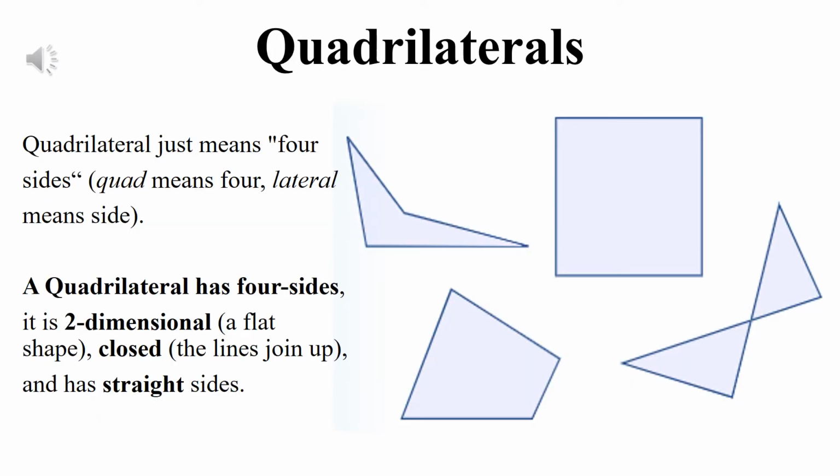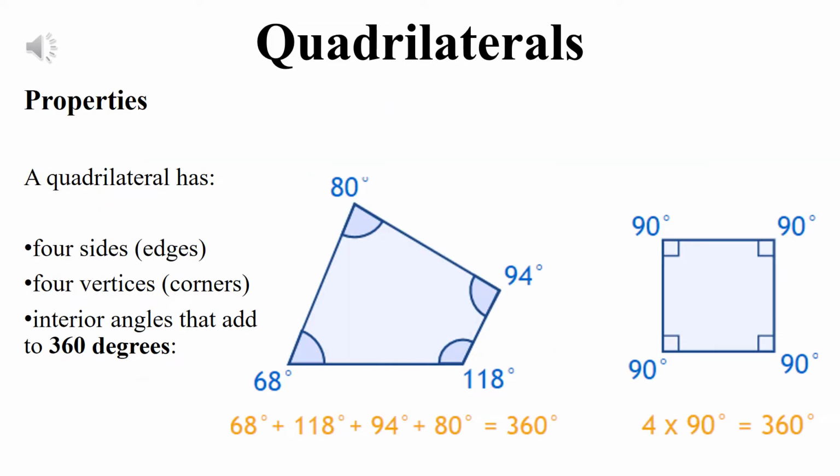Quadrilaterals. Quadrilateral just means four sides. Quad means four. Lateral means side. A quadrilateral has four sides. It is two-dimensional, a flat shape, closed, the lines join up, and has straight sides. Properties. A quadrilateral has four sides or edges, four vertices or corners, and interior angles that add to 360 degrees.